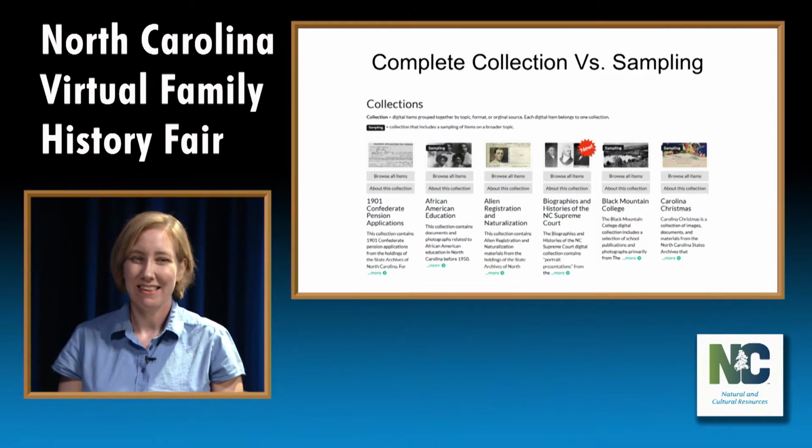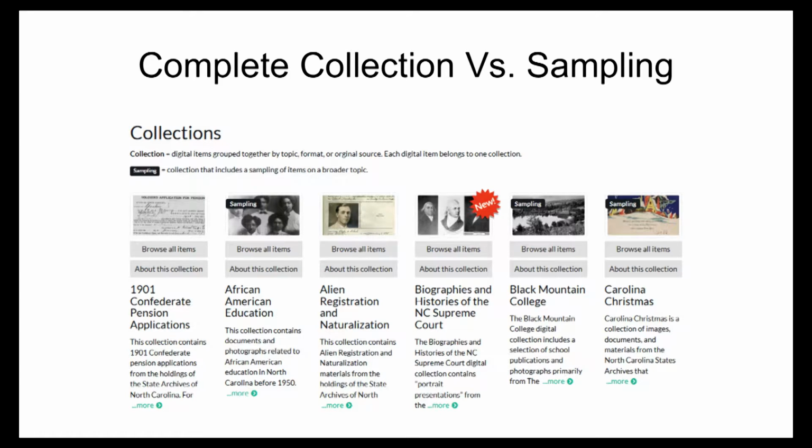Okay, so when you visit the digital collections, one thing to be aware of is that we have many different types of digital collections. This slide will show you a little bit about sampling collections versus complete collections. So for example, you'll see things like the 1901 Confederate pension applications or the alien registration and naturalization materials. Those will be complete collections. That means every item that the State Archives has in our collections will be available online.